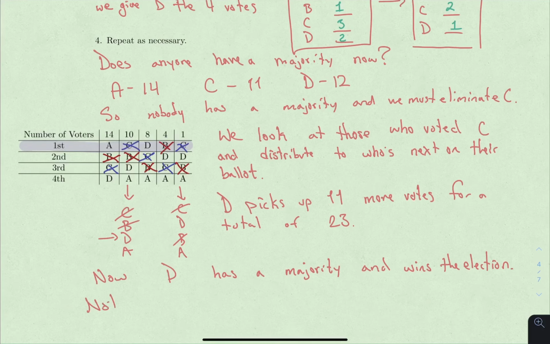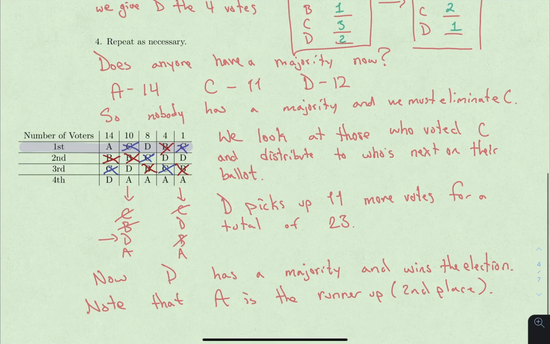Note the way that we're going to decide the ranking: A is the runner-up, or second place. C, eliminated second, is third place. And B got fourth place, because B was eliminated first. Great. That was the plurality with elimination method. See you in the next video.